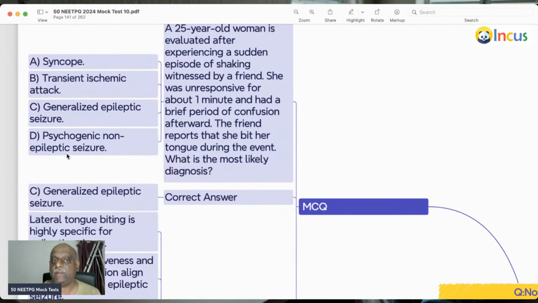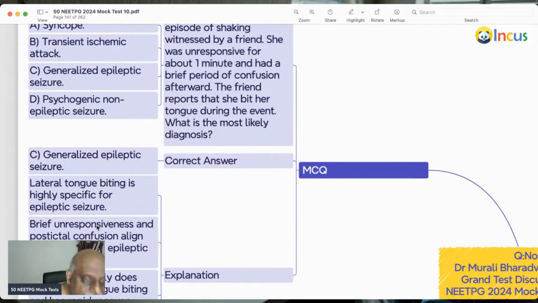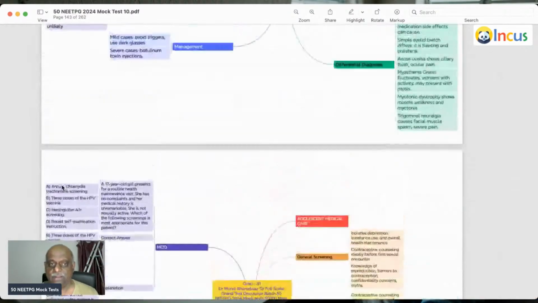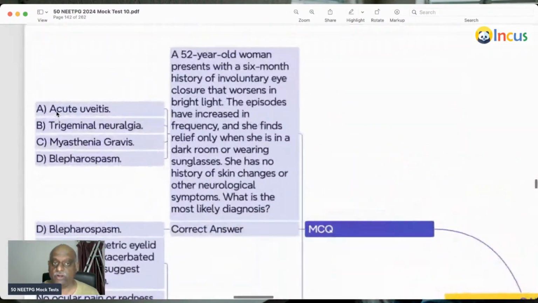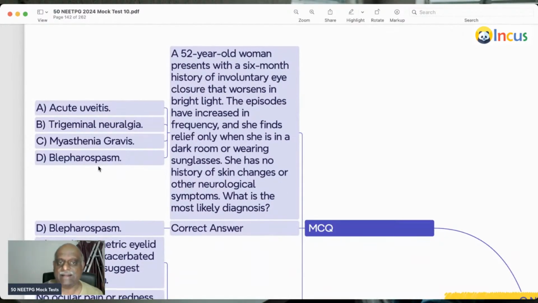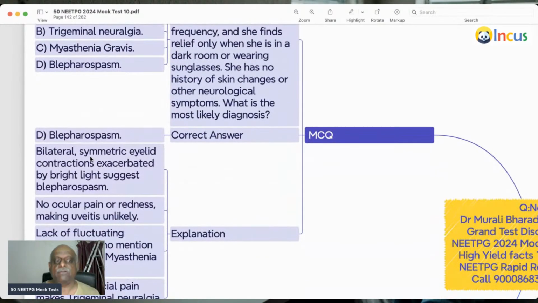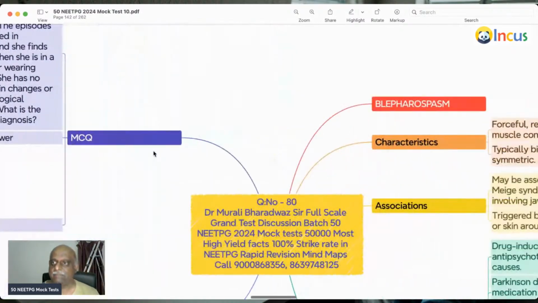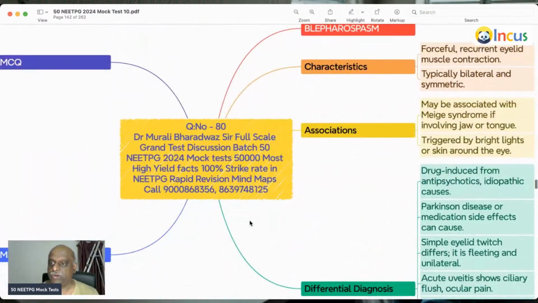25-year-old woman is evaluated. Sudden episode of shaking witnessed by a friend, and lateral tongue biting is there, which is very classical of generalized epileptic seizure. Epileptic seizure. 52-year-old with involuntary eye closure that worsens in bright light, which is very classical of blepharospasm. Blepharospasm.